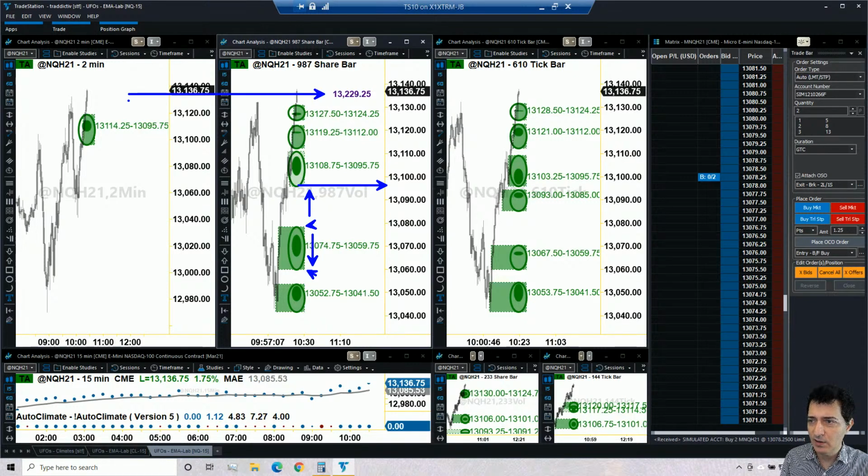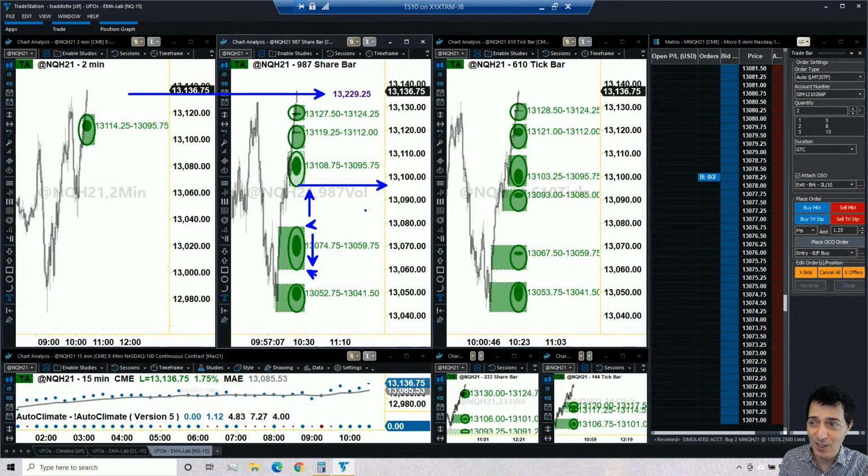13,097. And then finally, the final target is located all the way at 13,229, which is way higher. It doesn't fit on my screen there. We need to scroll down. Again, it's a very ideal, on paper, theoretical type of target, but I made my point earlier, I will very likely trail stop and see how far it goes.